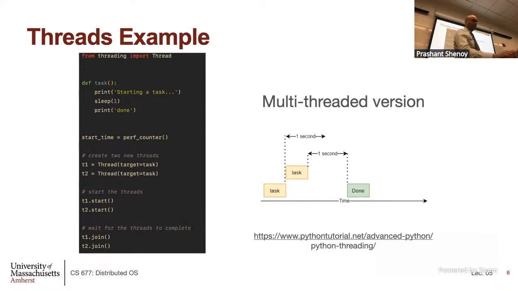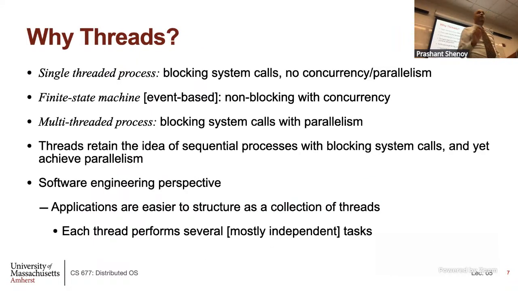All right. So that's a very simple example of threads. We'll come back to more complicated examples in just a few minutes. But let's go back to what are some of these advantages. So we talked about single-threaded processes. Single-threaded processes use blocking calls and have no concurrency. Blocking calls means whenever you do I/O, that entire process is going to block. It cannot continue execution until that I/O is finished.